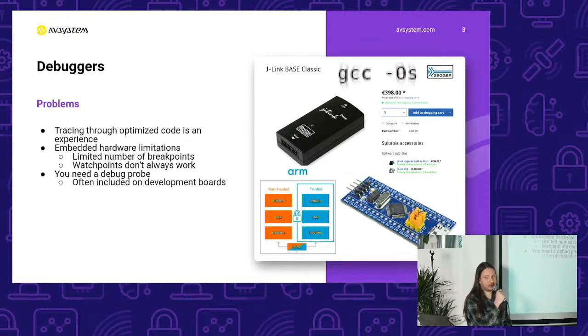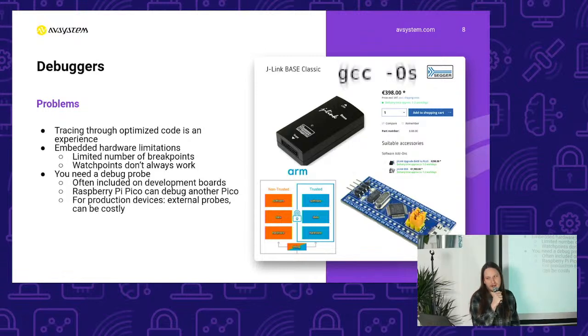Some development boards usually have them included on the board, but if we have something other than a development board, then sometimes we can get away with using another device of the same kind, like with the Raspberry Pi Pico. But if we have a really production device, then we need an external probe, and something like this nice J-Link costs 400 euros, which is interesting. Some other probes are a little bit cheaper, but basically we have a lot of problems, and if that even weren't enough, then there are other limitations.